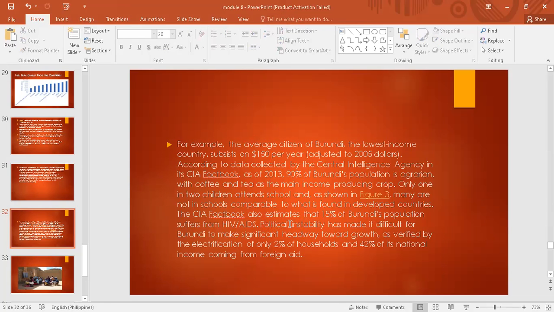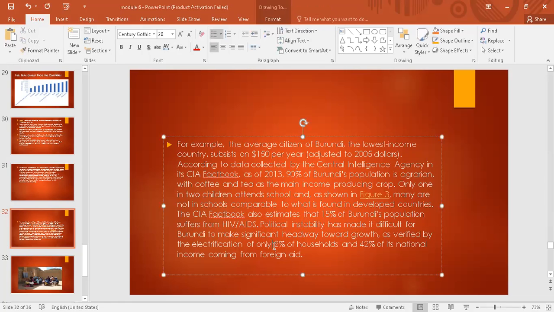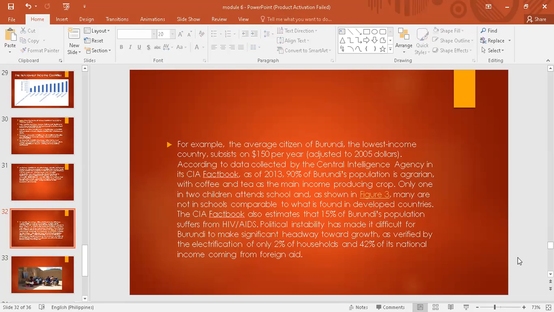And another thing, political instability. This is one reason why it is difficult for that country, Burundi, na magkaroon ng growth, no? Actually, ang mga bahay po doon, only 2% of the total households ay may kuryente. Okay? And 42% of the income ng mga tao doon ay galing sa foreign aid, na galing sa World Health Organization, World Bank, UNESCO, all those international aid.